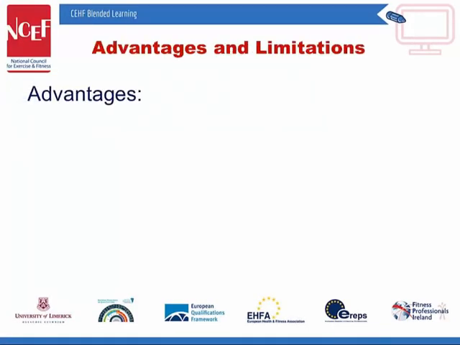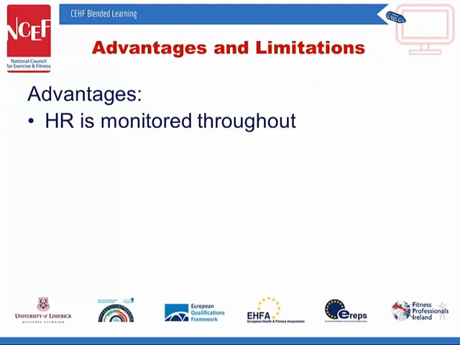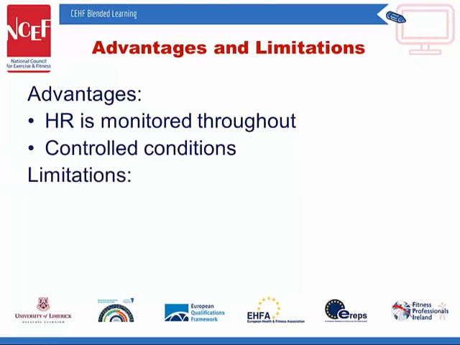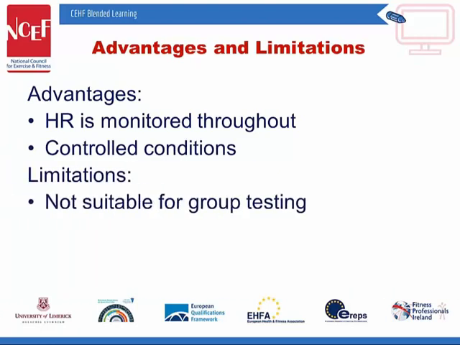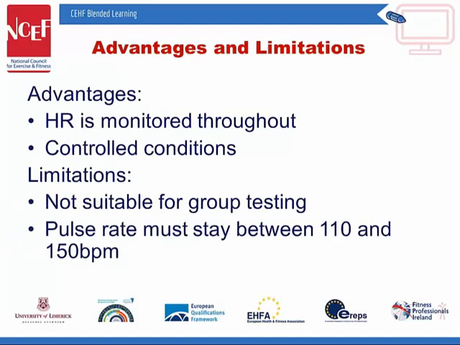Advantages and limitations of the test. Well, the advantages first: heart rate is monitored throughout the test. The test is run under controlled conditions. And the limitations: it's not suitable for group testing. Pulse rate must stay between 110 and 150 beats per minute. This can be problematic for some subjects, and the result needs quite a bit of calculation.